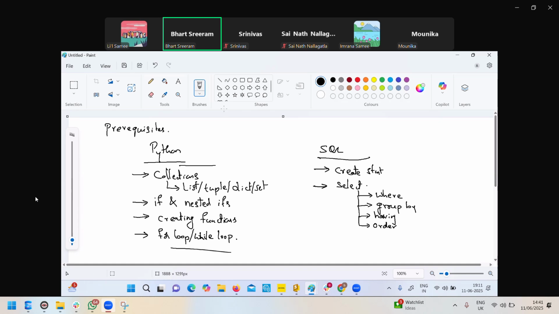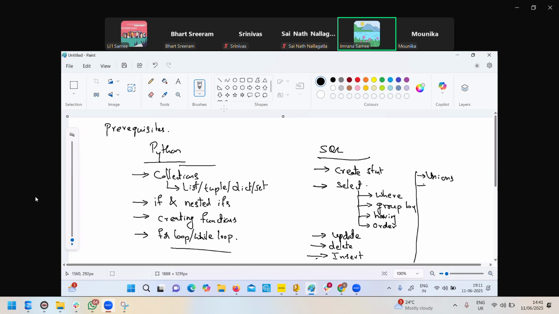So these things are enough as part of select. Additionally, update, delete, and before that, insert. And additionally, you need something like unions. Union, outer unions, joins. Union and joins. These are enough to work with my PySpark SQL.